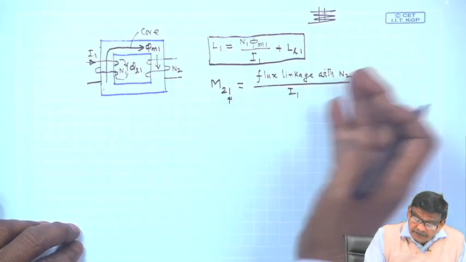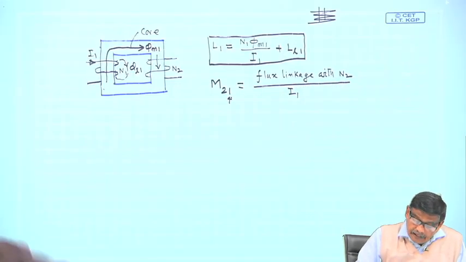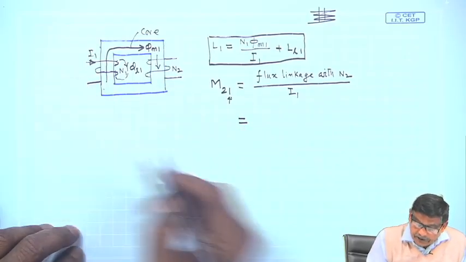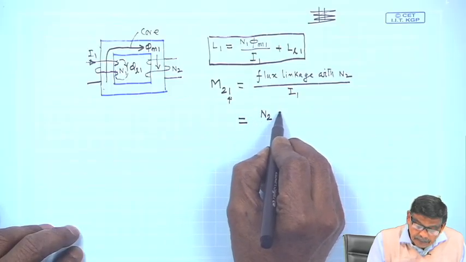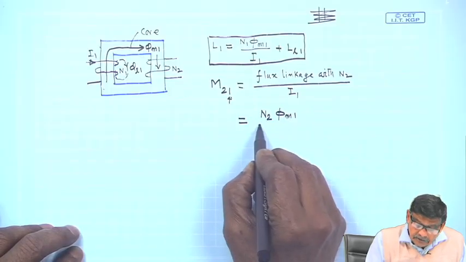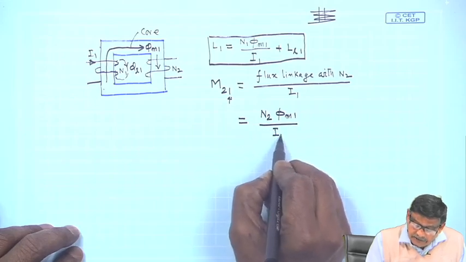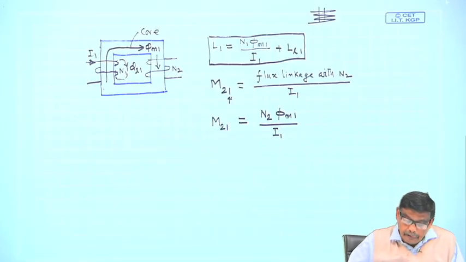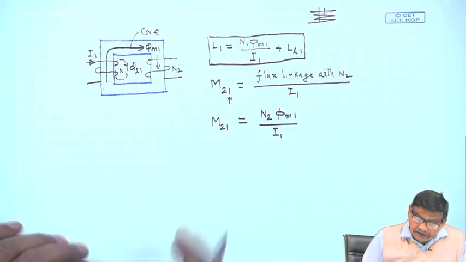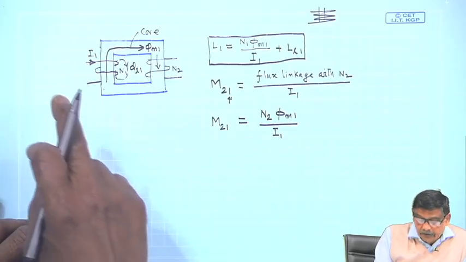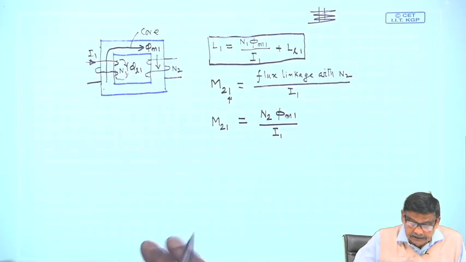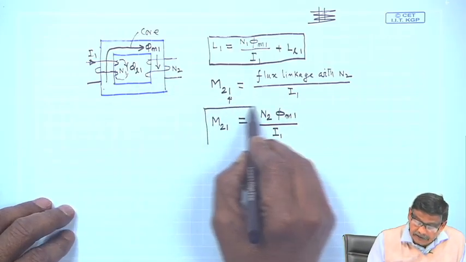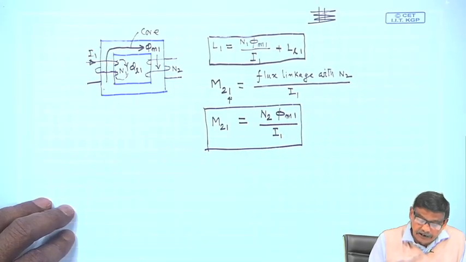So, this will be flux linkage with N2 by I1, and this is obviously the flux linkage with N2 because of I1, which is nothing but N2 phi m1 divided by I1, is it not? This will be the value of M21. So, this is the mutual inductance when coil 1 carries current, coil 2 is doing nothing, and you get M21 and L21. These are the two things you get.